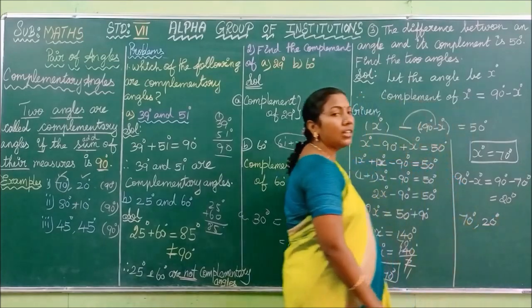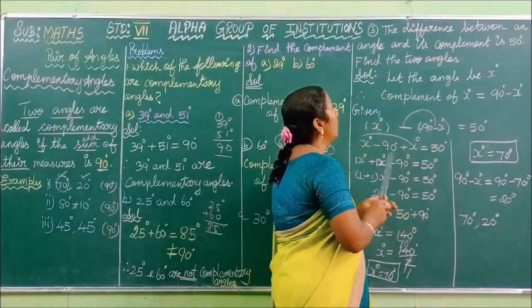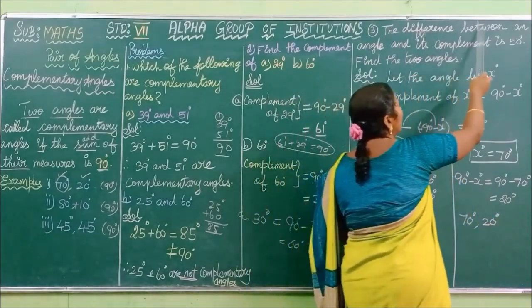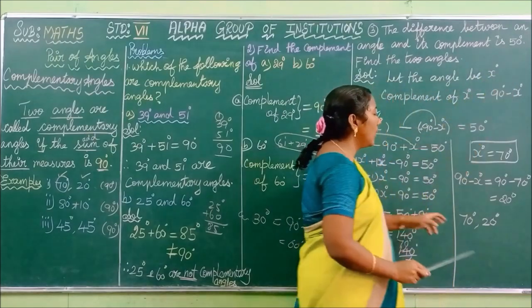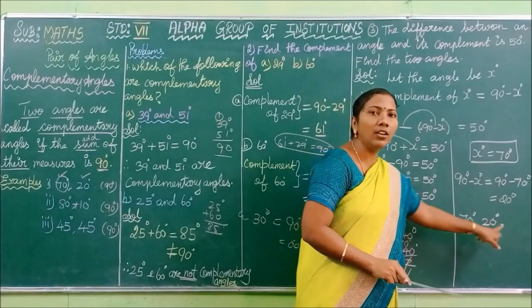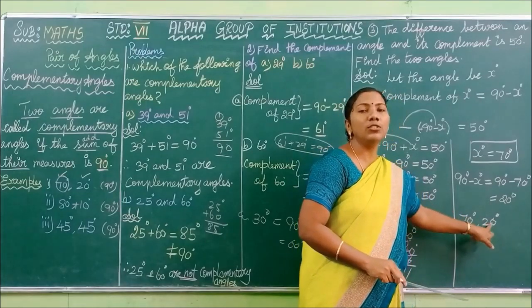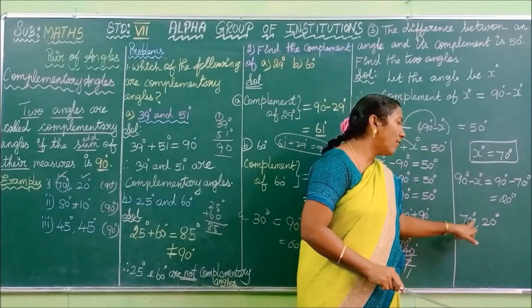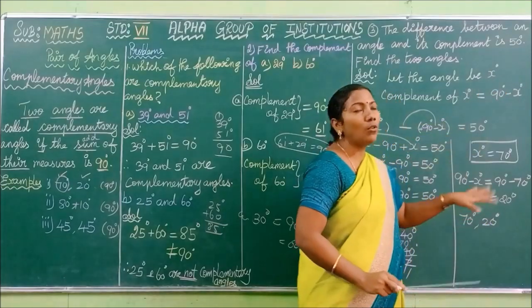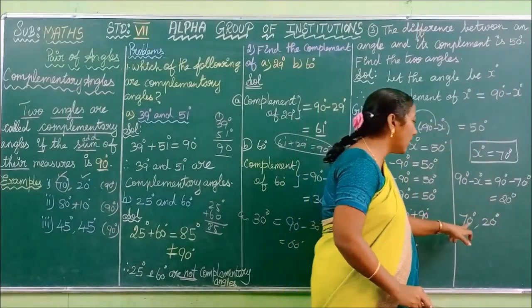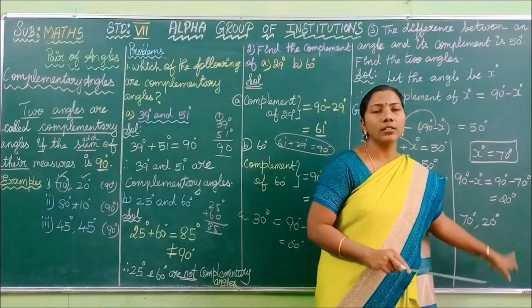Do you understand, children? These are the two angles. Now listen to the question. The difference between an angle and its complement is 50. What are the two angles? 70 and 20. Difference between means you have to subtract the two angles. 70 minus 20. What is your answer? 50. Thus we have found the two angles. The two angles are 70 and 20. Is it clear, children?